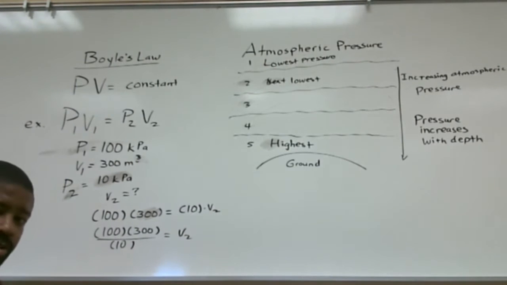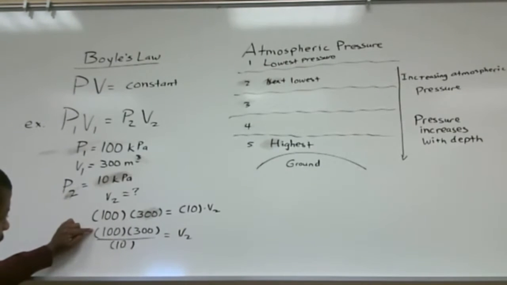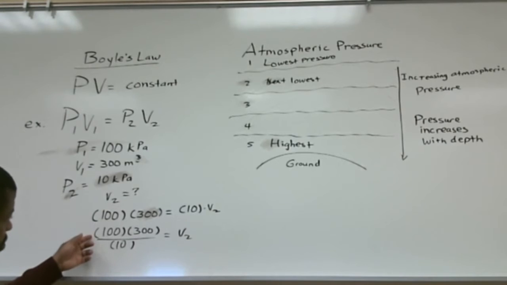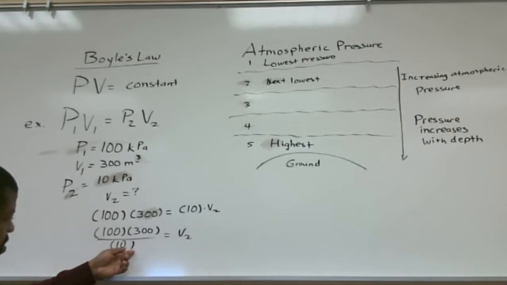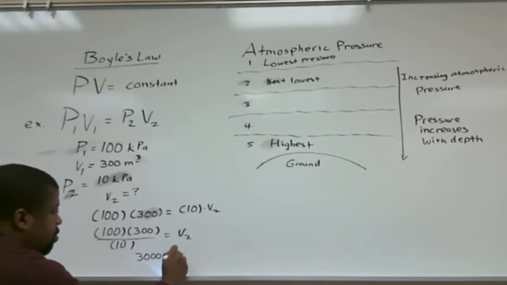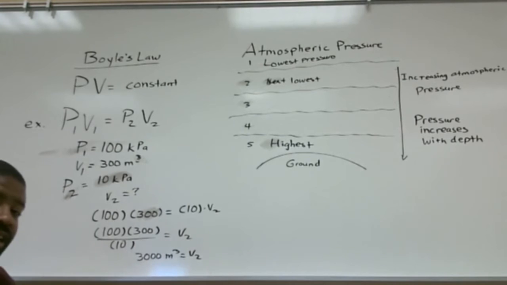Just like you saw me doing in that simulation, I increased the volume, which decreased the pressure. So what you expect to happen is this: I got 100 times 300, let's divide by 10. 100 divided by 10 is, of course, 10. So 10 times 300 gives me 3,000. So again, by decreasing the pressure, I increase the volume. And that's what you just saw me do in the simulation.